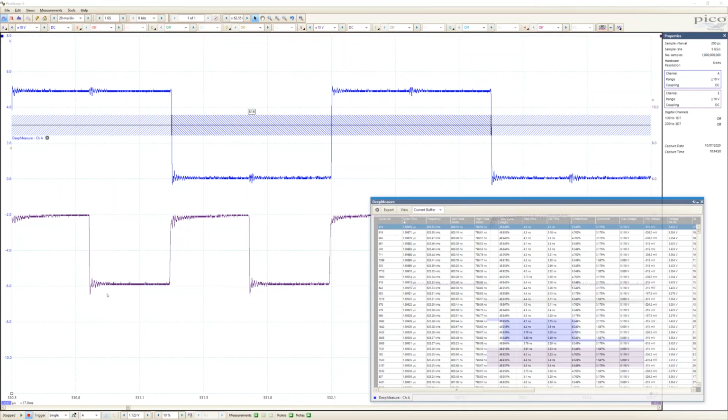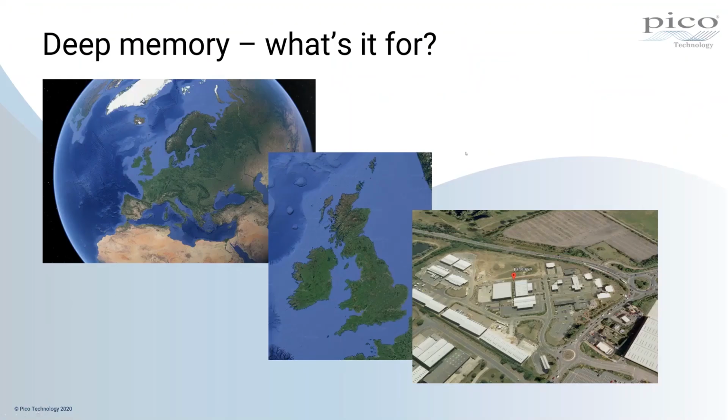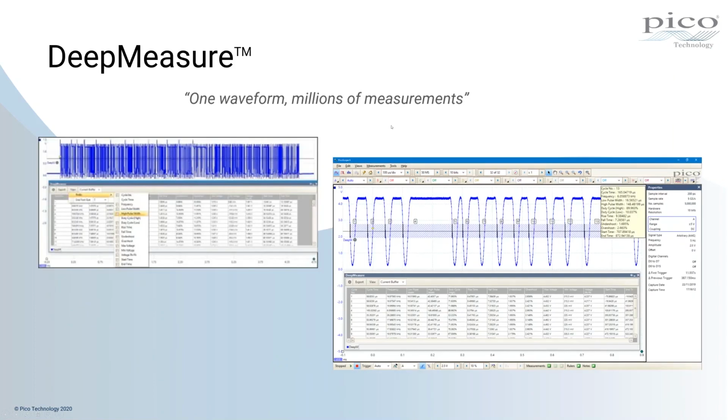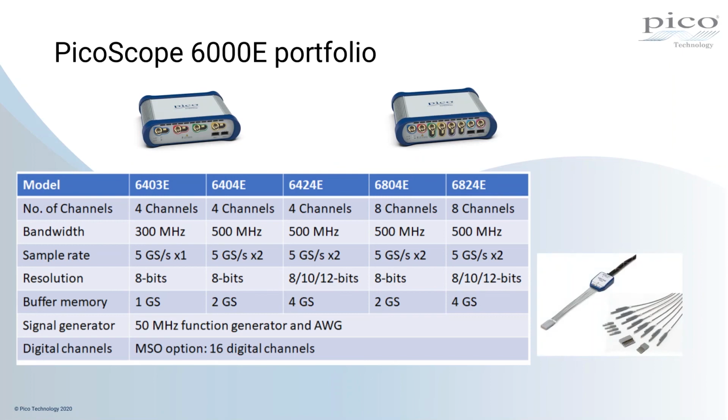So just switching back to the presentation, we've looked at deep measure, or deep memory. We've looked at deep measure for making up to millions of measurements on a single waveform, and analysing those characteristics. And just to finish off the video here, there's a note here of the PicoScope 6000E portfolio.